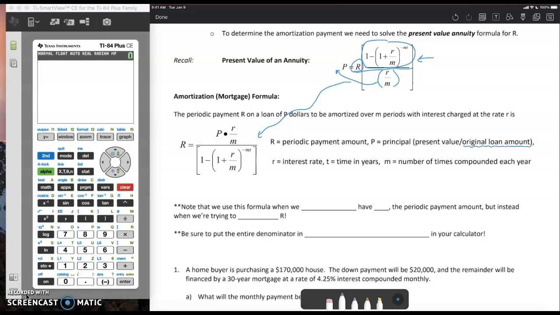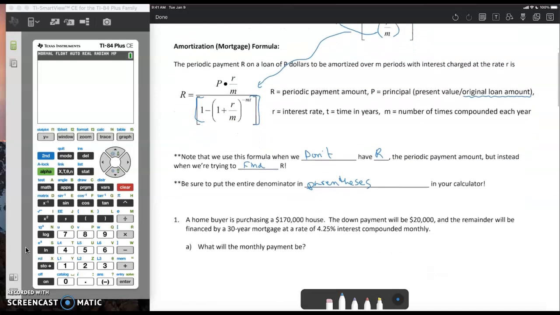Little r is your interest rate, T is your time in years, and M is the number of times compounded each year. Again, similar to sinking funds, we use this formula when we don't have the big R, the periodic payment, but we're trying to find that big R. And when you're doing this, you have to make sure you put the entire denominator in brackets or parentheses in your calculator so that it divides by all of this.